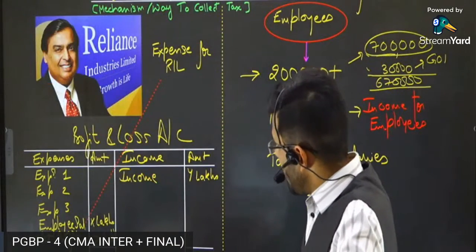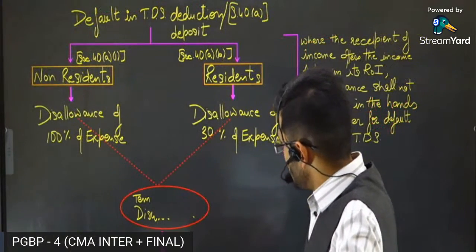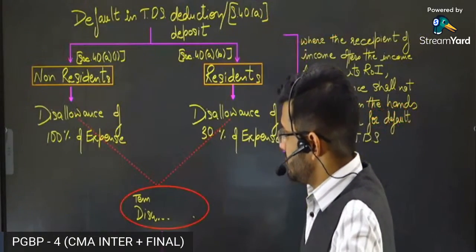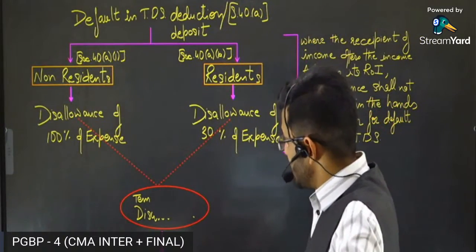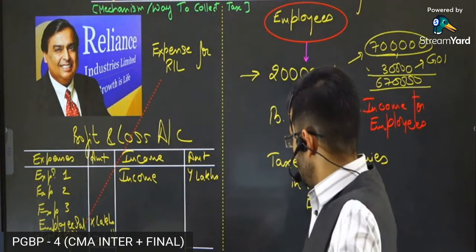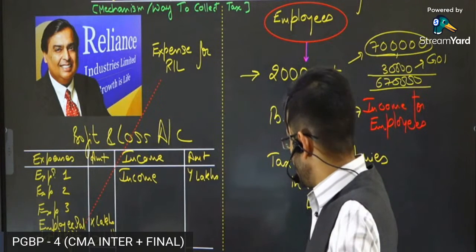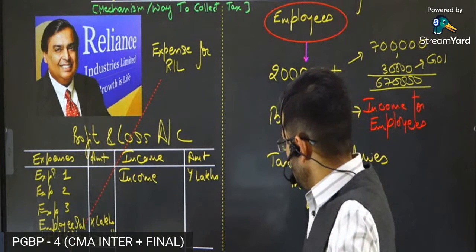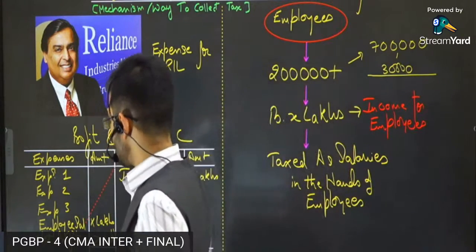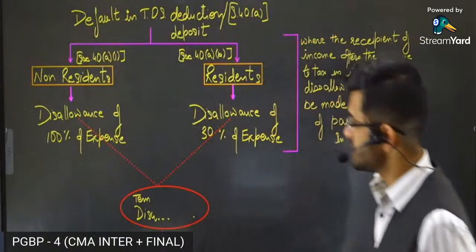Sir, why is it so that in case of non-resident, the disallowance is 100%, and in case of resident, the disallowance is 30%? Why is it so? There's a mismatch over here. The disallowance is only 30% in case of resident. It is 100% in case of non-resident. Sir, why is this disallowance there? We are unable to understand why.